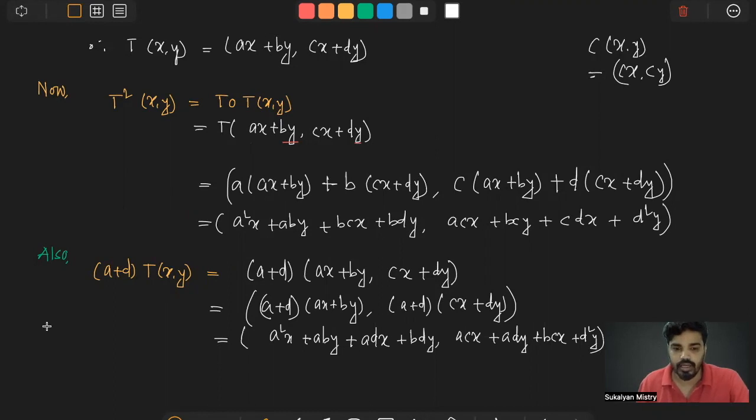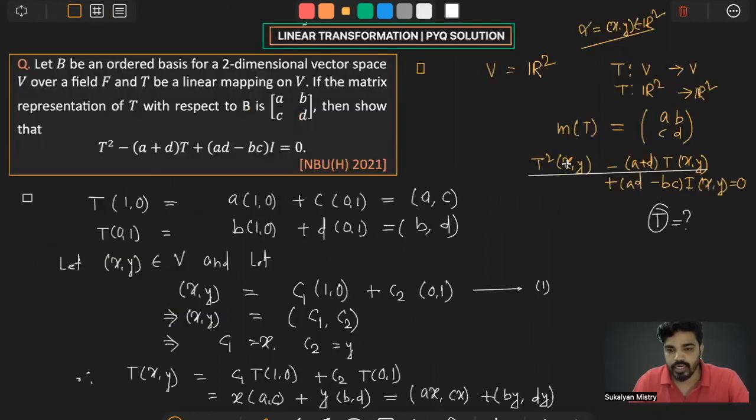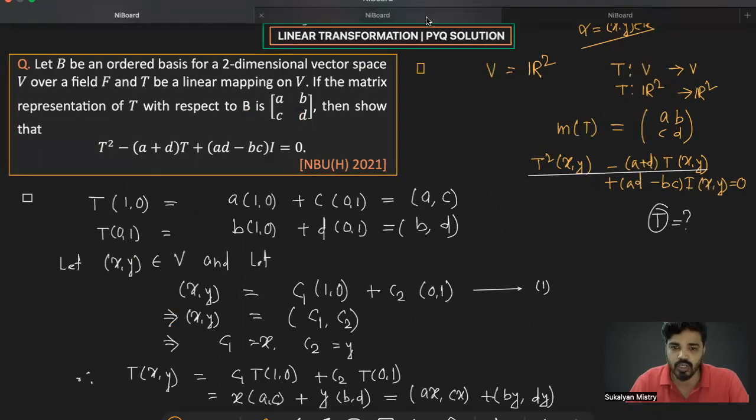Now you have to calculate T squared (x, y) minus (a plus d) into T(x, y) plus (ad minus bc) into I, where I means the identity map. So what is the definition of the identity map?